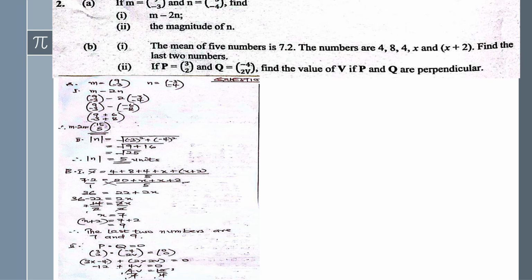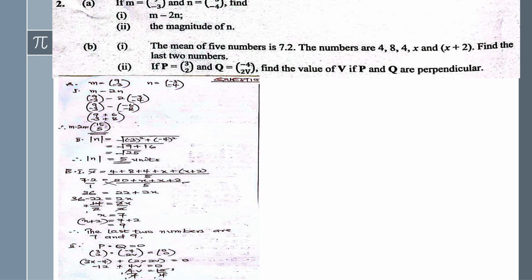So 2a is a vector. We have to find m minus 2n, which is a vector, and then find the magnitude of n. So in this case, we are going to simplify m minus 2n, where vector m is (9, -3) minus 2 multiplying vector (-3, -4). So we simplify, and then we have (15, 5) as the answer for I.